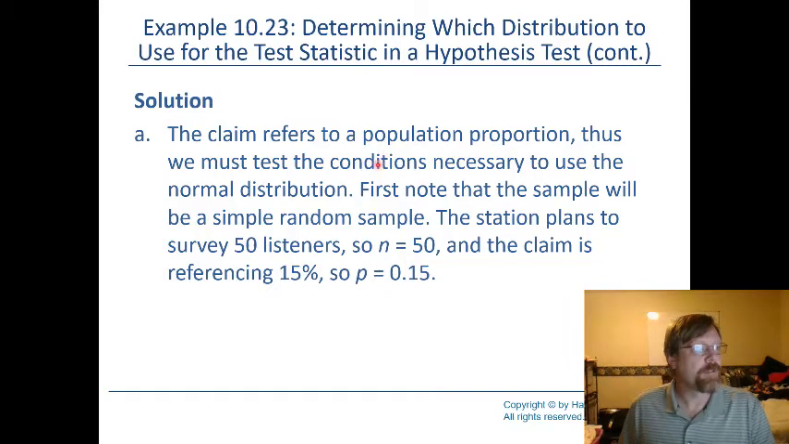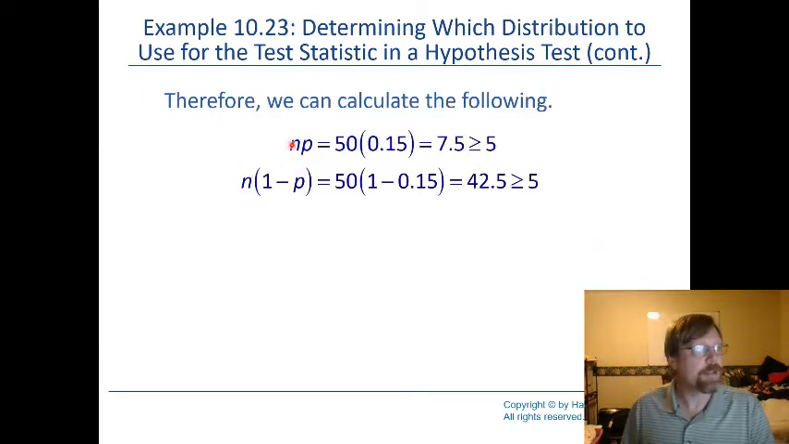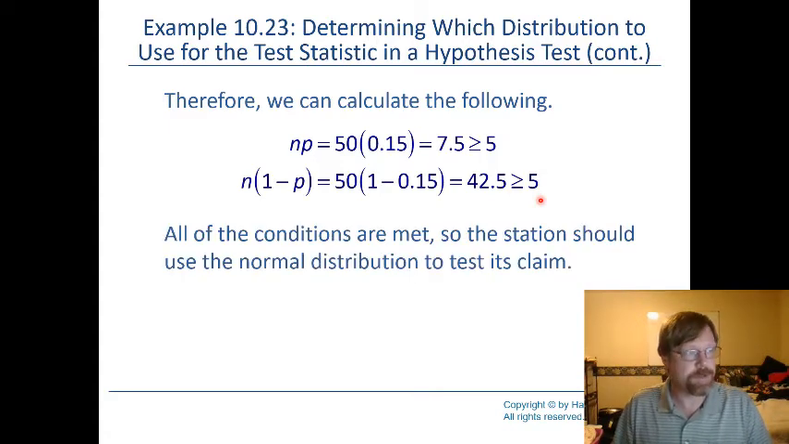Okay, so we're given population proportions, 15% of listeners, that's a proportion. So we have to test the conditions for normal distribution. Our sample size is 50, the claim is referencing 15%, so p equals 0.15. So we can calculate that sample size times p is 7.5, and sample size times 1 minus p is 42.5. Those are both greater than 5, so we can use the normal distribution for this claim.